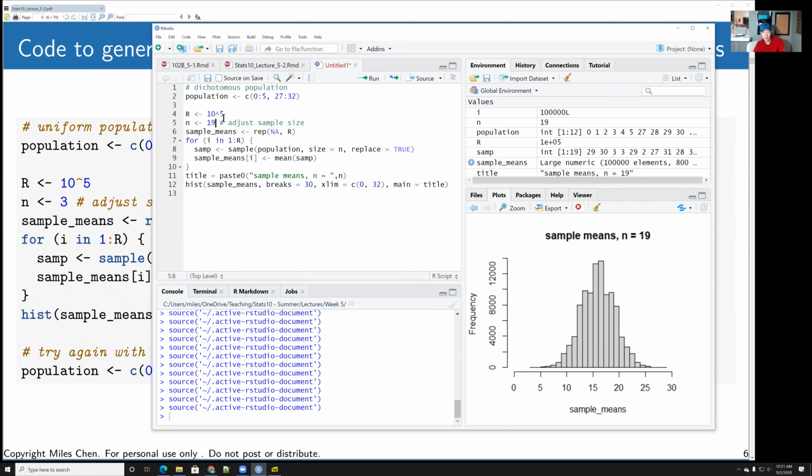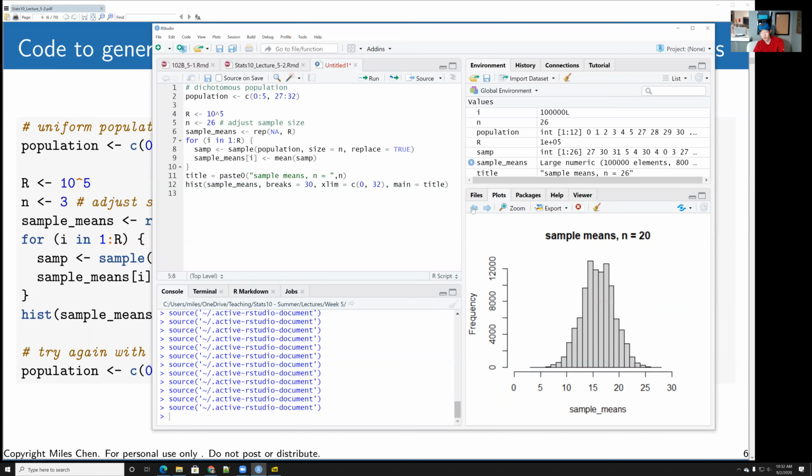18, 19. Okay. So here at 24, I would say it looks quite like the normal distribution. Okay, and at 25, we get that, 26, and so on and so forth.